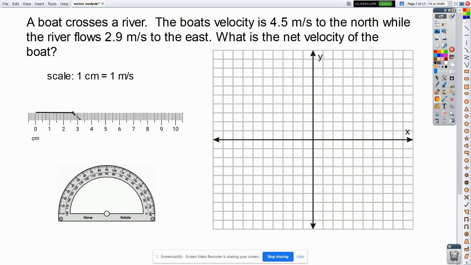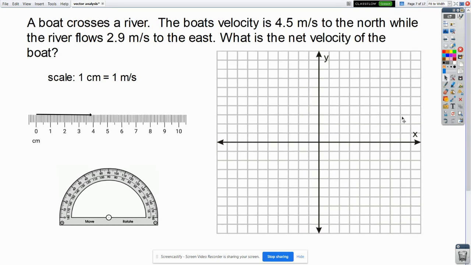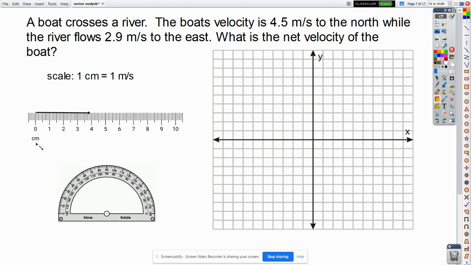I've got arrow drawing tools that I can use, but you're going to have to do this stuff on paper. So you're going to have to lay down a ruler on that x-axis. You're going to have to draw an arrow that is very close to the correct length, and you're going to have to make sure that it is as horizontal as you can make it.